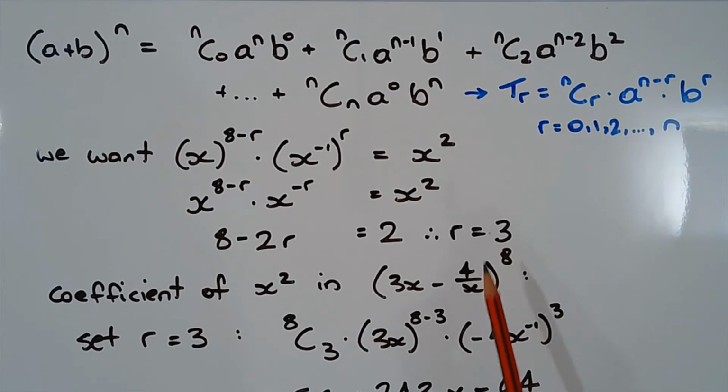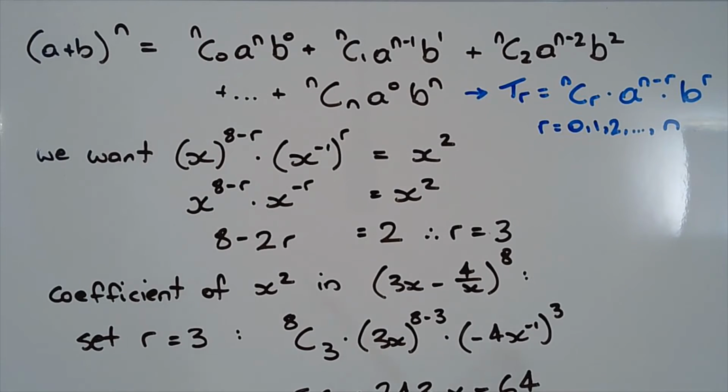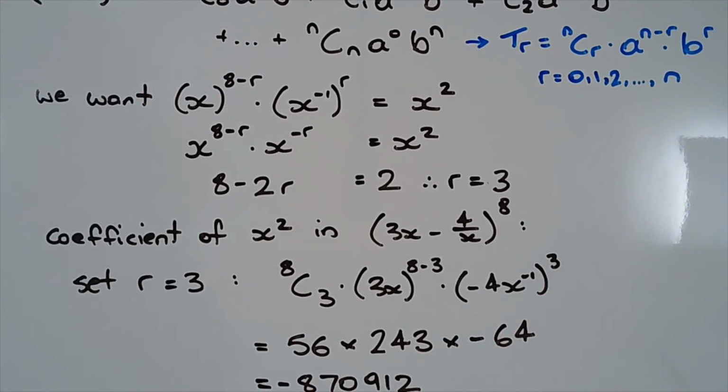So now that we have the value of r, that corresponds to the fourth term in fact, since the first term corresponds to an r value of 0, we can then use this formula directly to compute the coefficient. So the coefficient of x squared in (3x minus 4 over x) all to the power of 8, we're going to set r equals 3, and so the coefficient is 8 choose 3 times (3x) all to the power of 8 minus 3, so of course that's 5, times (negative 4 x to the negative 1), so sometimes I like to use negative indices, all to the power of 3.